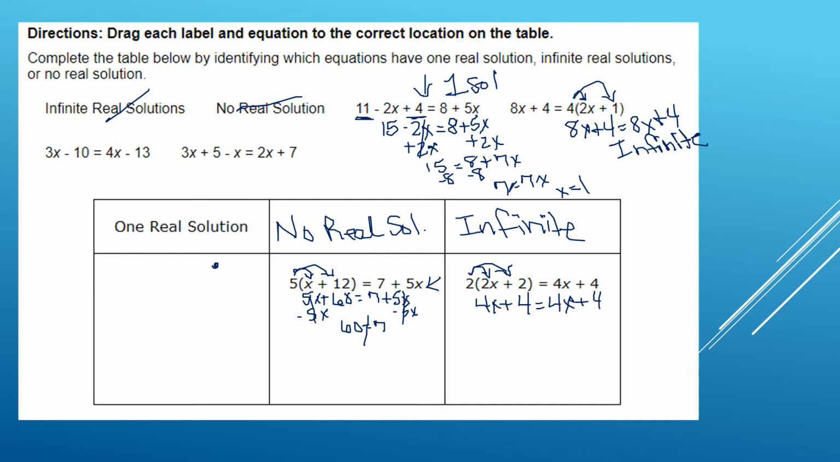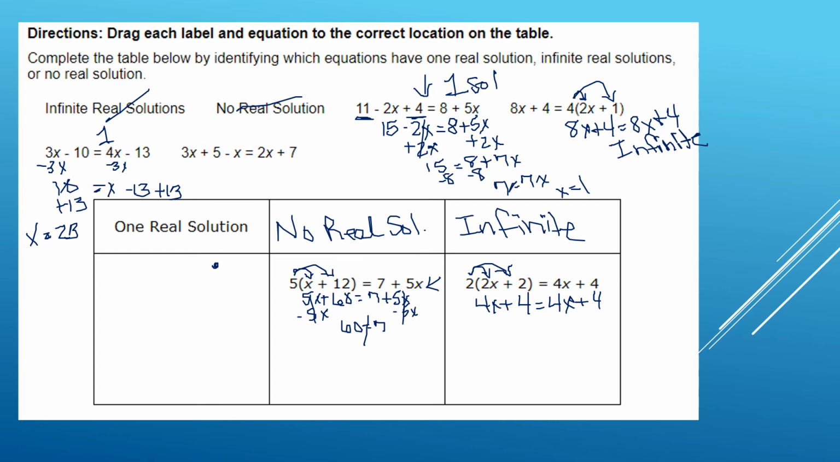Okay, now let's look at 3x minus 10 equals 4x minus 13. So I'm going to subtract 3x from both sides. And I'm left with x minus 13 equals 10. I'm going to add 13 to both sides. And you do get x equals 23. So this one is one solution.